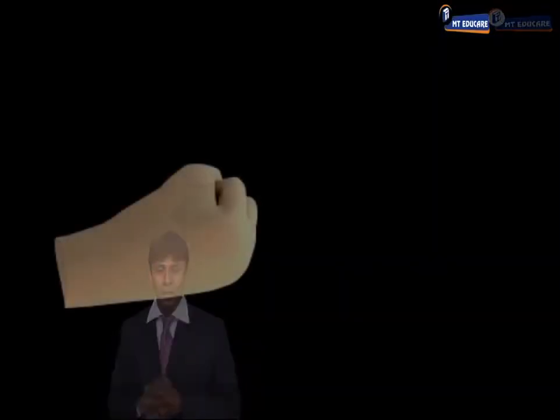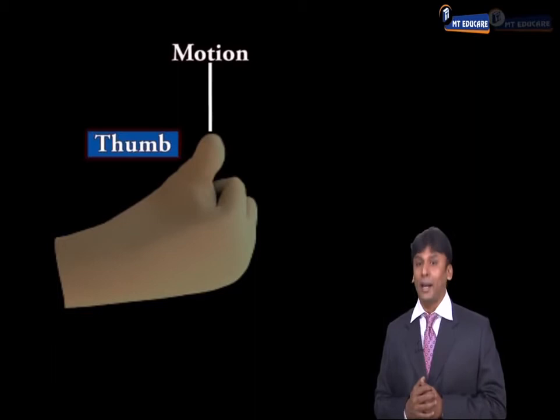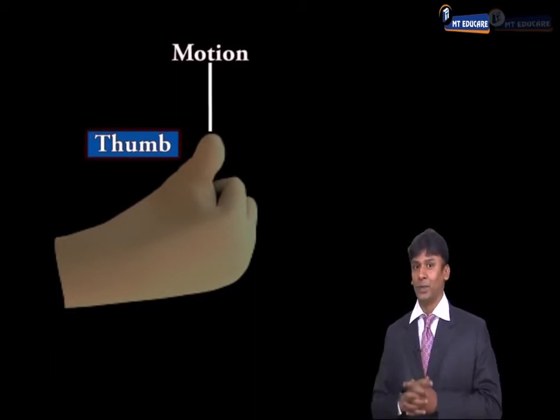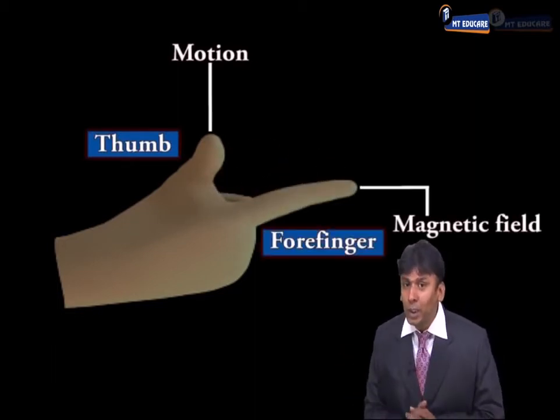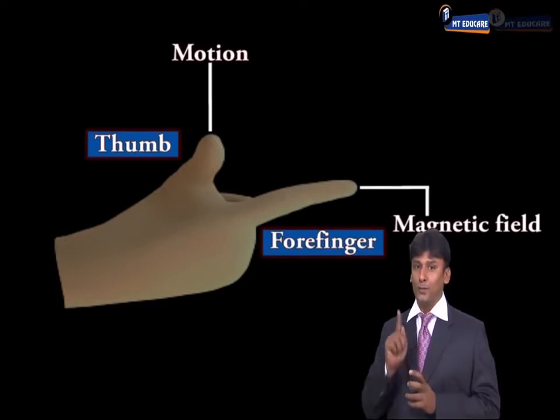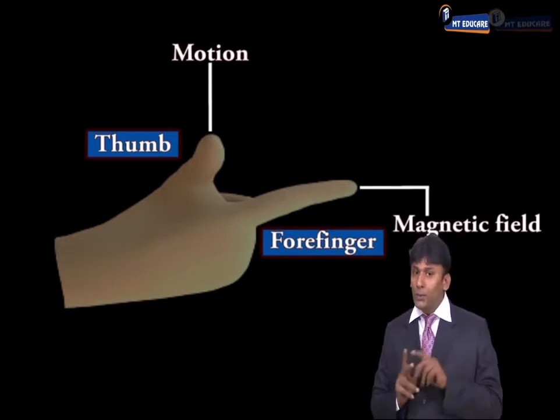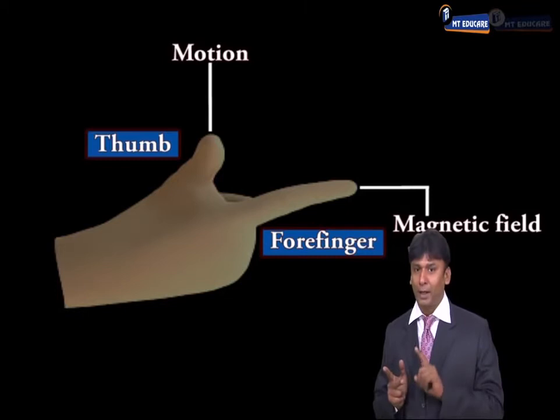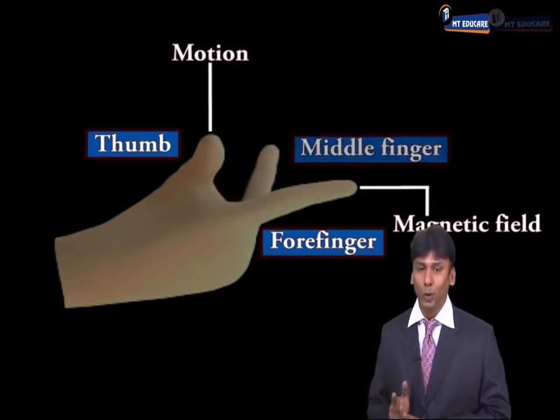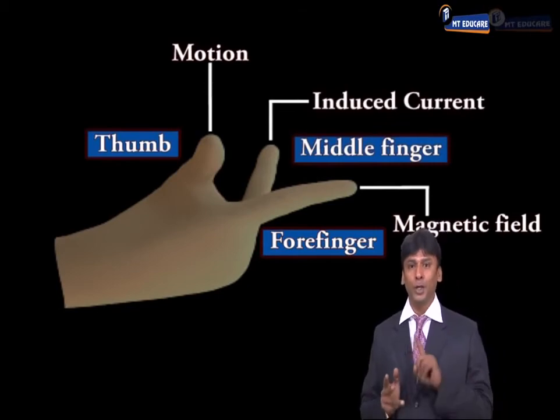Now, how do we understand in which direction the current is being induced? The direction of the induced current is given by Fleming's right hand rule, which we learnt. So according to this rule, if the thumb shows the direction of motion, the forefinger shows the direction of magnetic field, then the central finger will show the direction of the induced current.